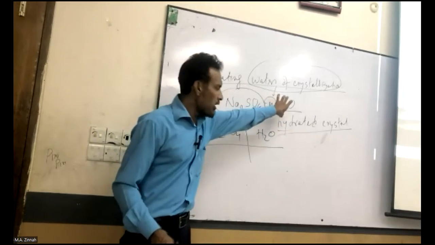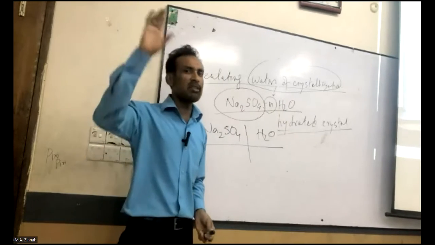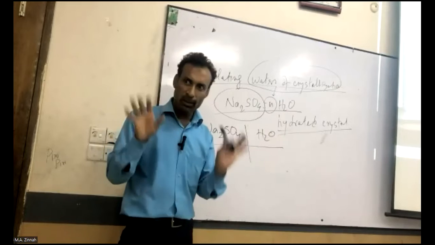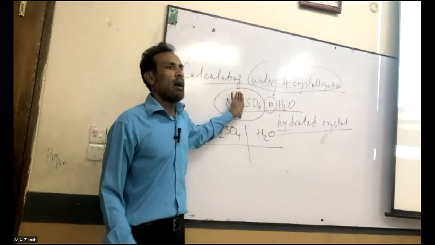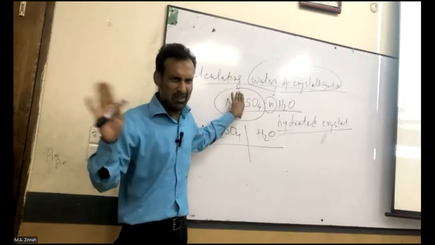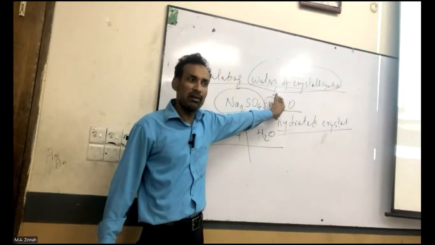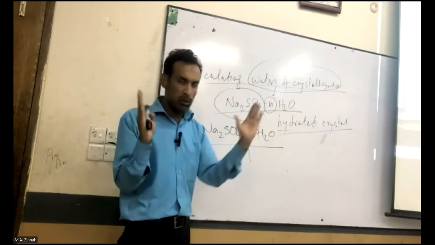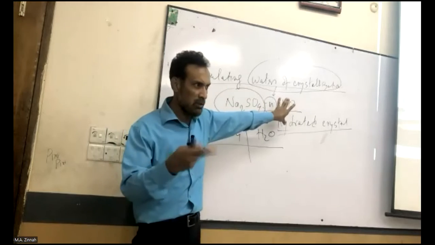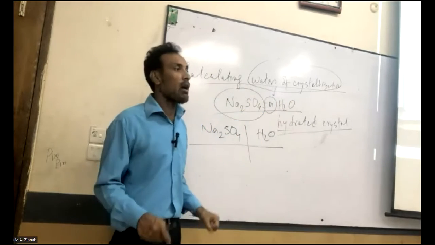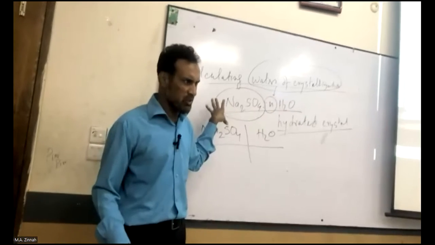Suppose this compound has a total mass of 70 gram. Out of 70 gram, this alone is 62 gram. If this is 62 gram, then what would be the mass of the water alone? 8 gram. Understand? Total is 70, so if this is 62, then the other 8 should be water. This is how the masses are involved in the hydrated crystals.